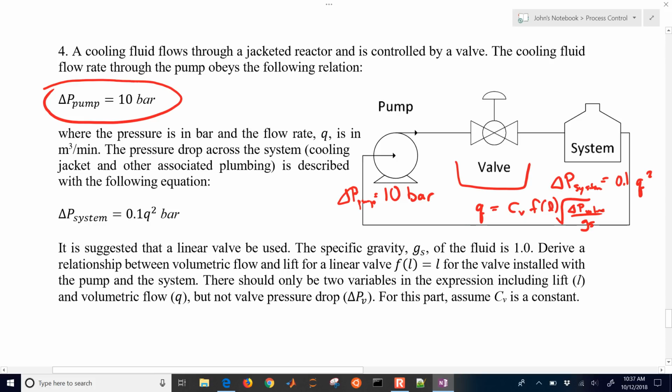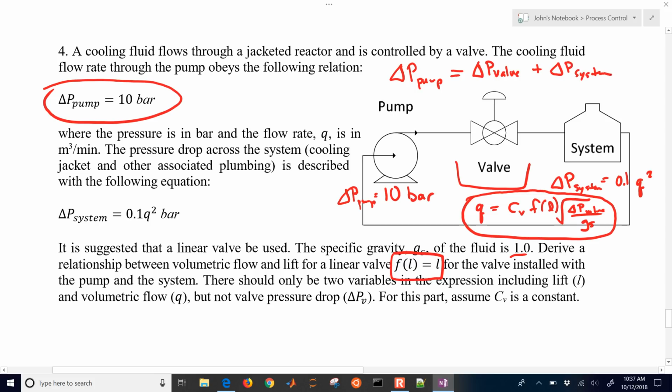Now we're going to use a linear valve where F of L equals L, and our specific gravity is going to be equal to 1. So I can rearrange this equation to get the delta P across the valve. And the reason why that's important is because we have delta P for the pump. That's going to be the head that we generate is going to be equal to the delta P that we lose across the valve plus the delta P that we lose across our system. So it's a closed system, so we know that anything that's generated by the pump has got to be dissipated by one of these two.